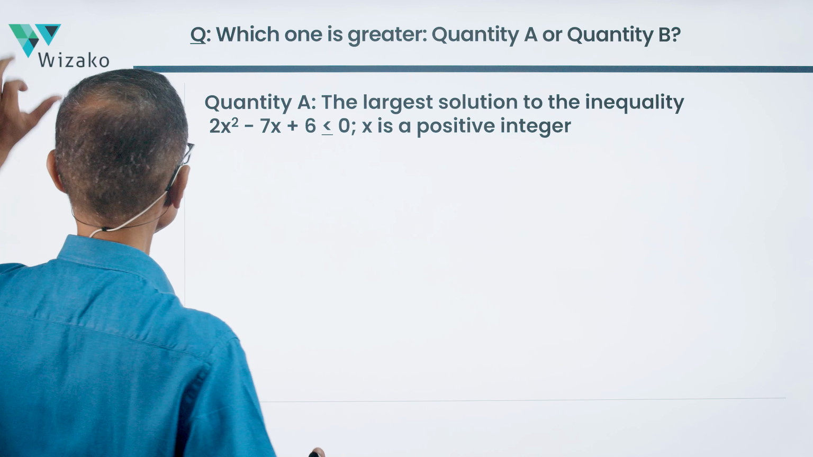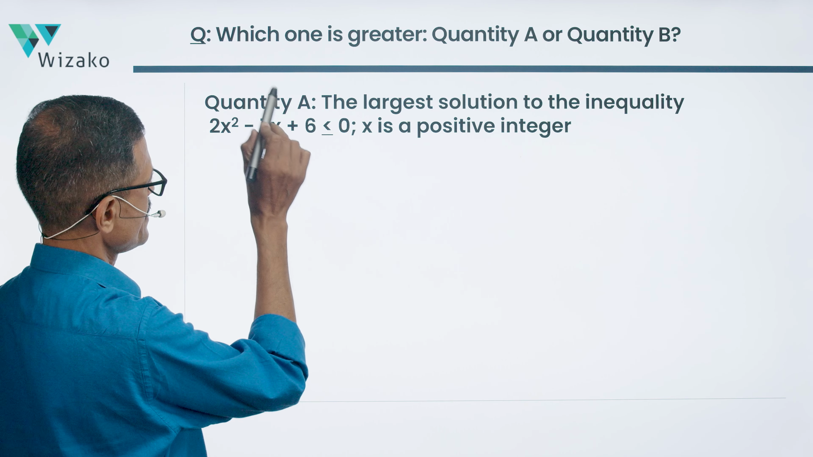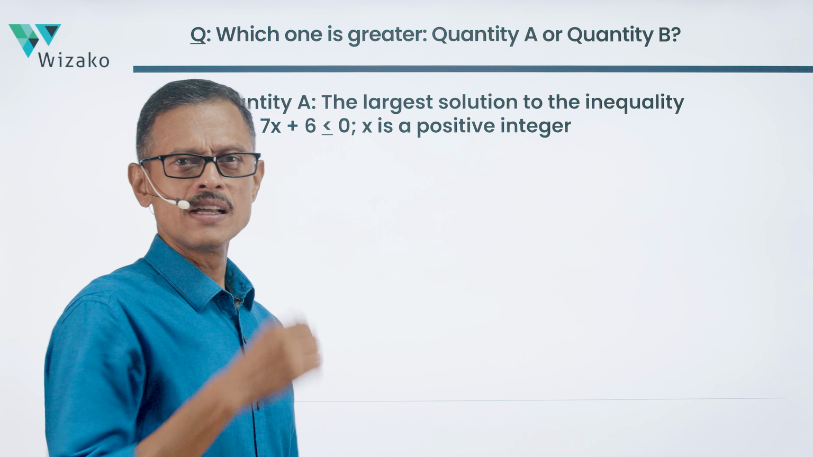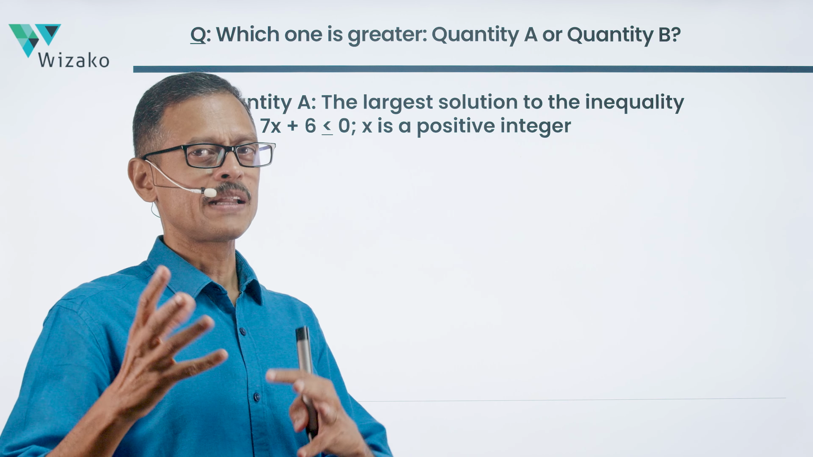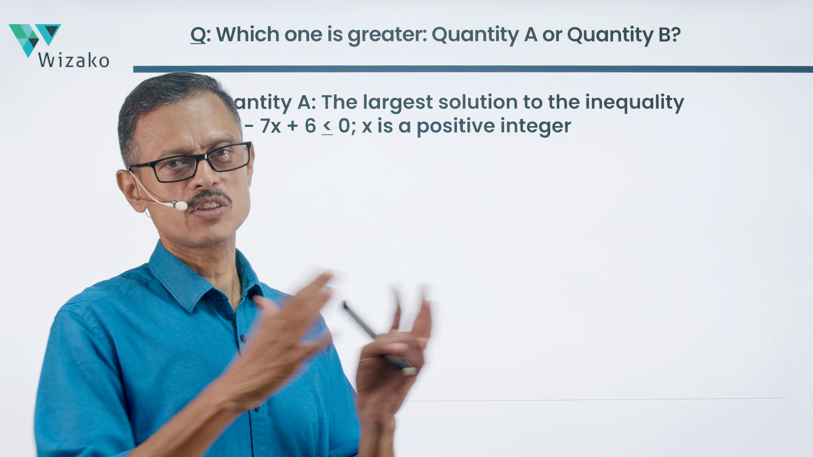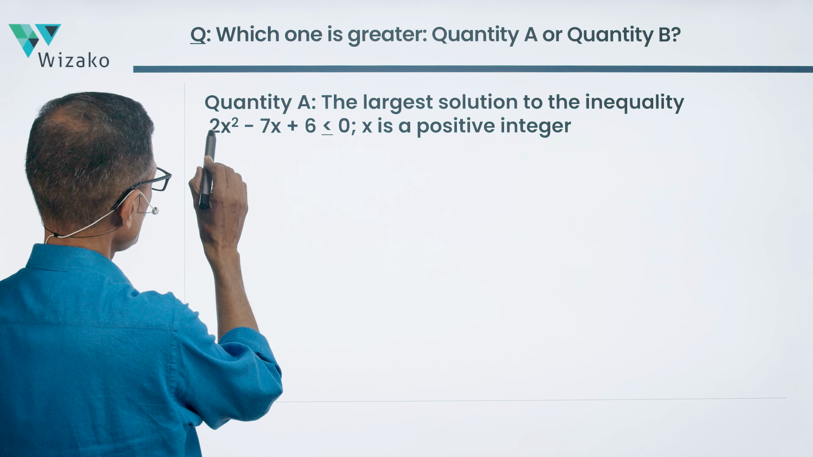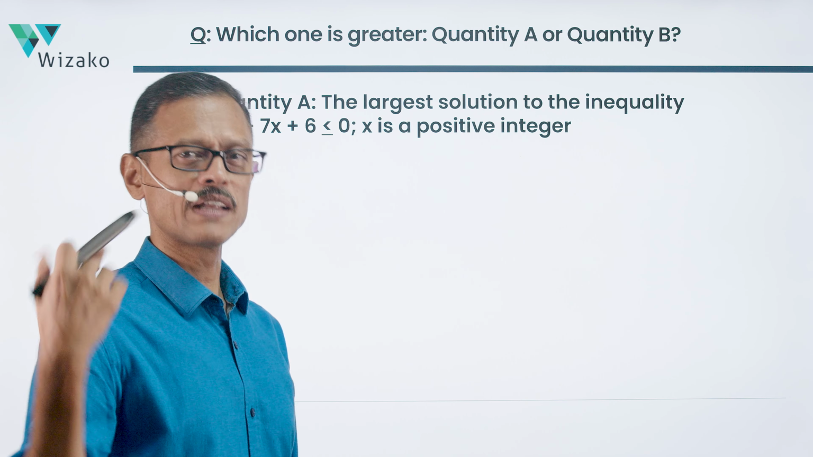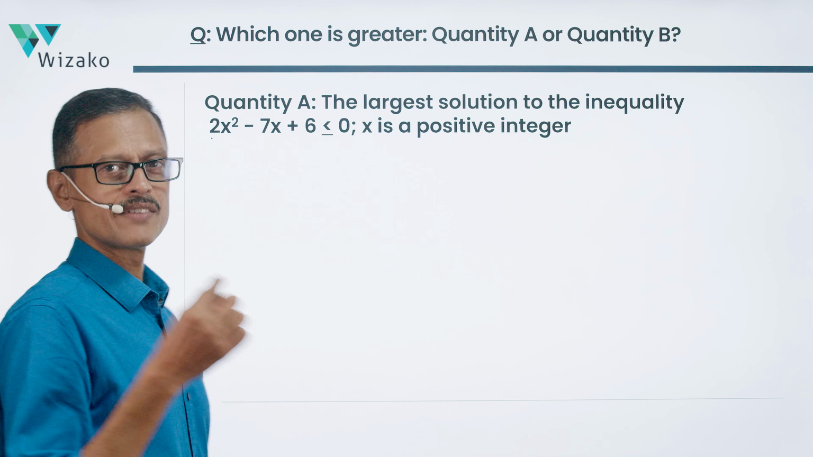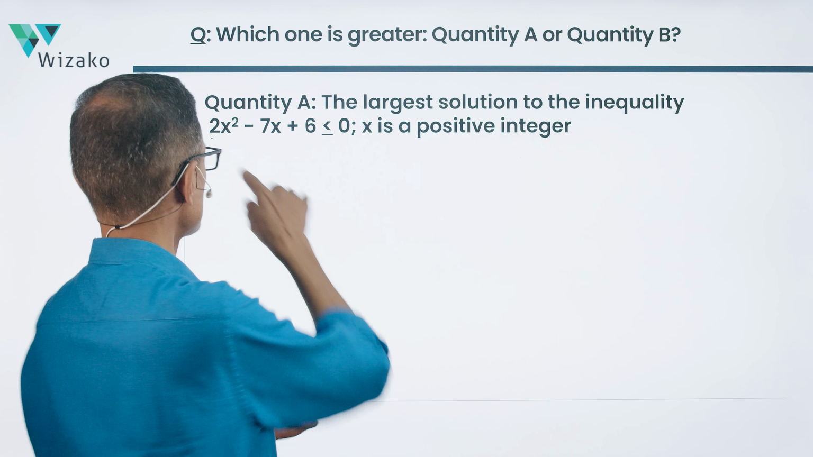Start by solving the inequality in quantity A. 2x squared minus 7x plus 6 is less than or equal to 0. I'm not going to go in depth into why this is happening. I'm just going to focus on the how in terms of solving this. The first part is factorizing this quadratic. The product of the coefficient of x squared and the constant term is 2 times 6, which is 12. We need to break this minus 7x into two parts so that the sum is minus 7x and the product is essentially 12x squared.